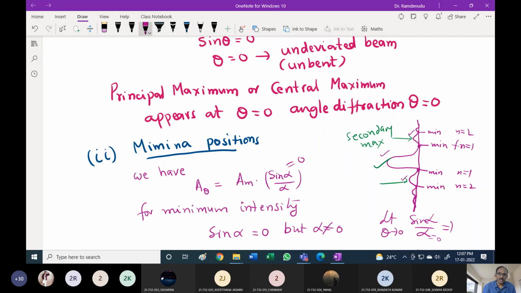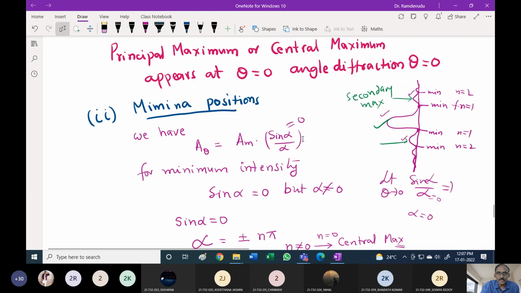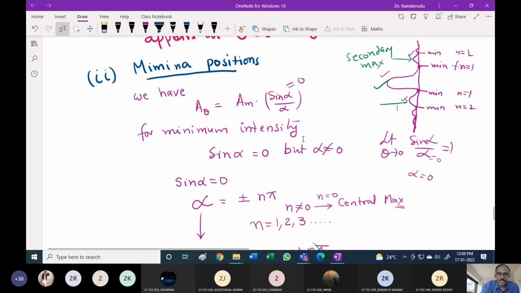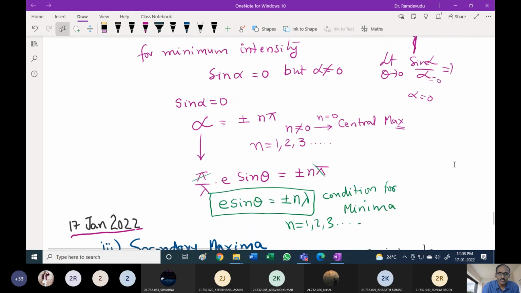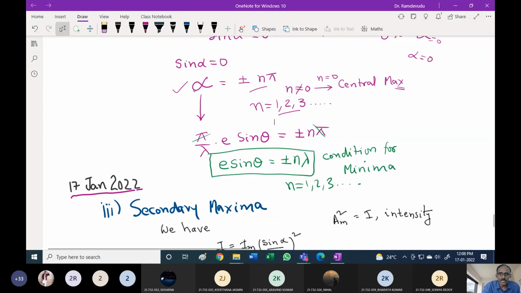We derived the condition for central maxima, that is theta equal to 0, which is the undeviated beam. The minima positions we found by supposing that sine alpha equals 0, but not alpha equal to 0. Therefore, alpha takes the values plus or minus n pi, where n takes integer values 1, 2, 3. Thereby we got the condition for minima as e sin theta equal to n lambda. This is one of the important conditions for solving problems for single slit.